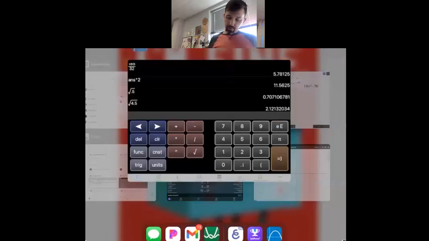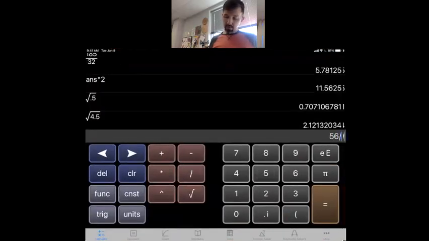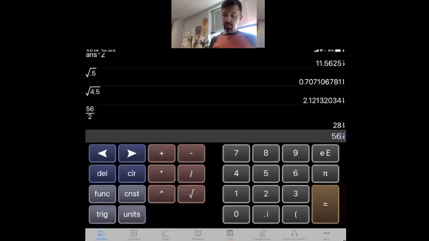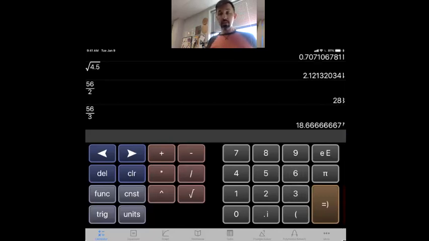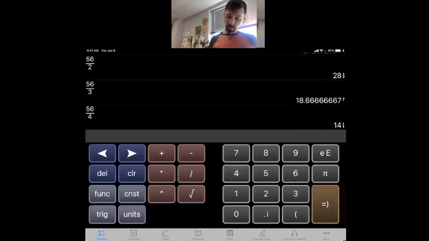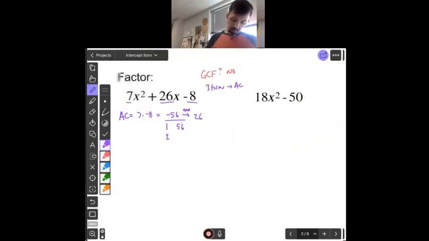Okay, 56 divided by 2. Okay, 56 divided by 3. Remember, you're only writing down integers. Okay, so 3 is not going to work, right? 56 divided by 4. Okay, so 2 worked, 2 times 28. 3 does not go into 56. 4 went in 14 times.